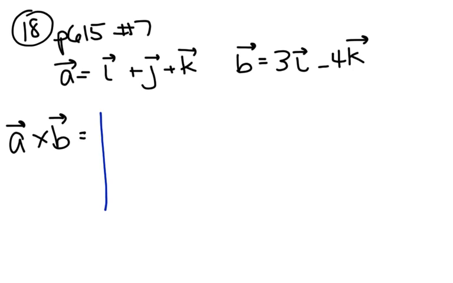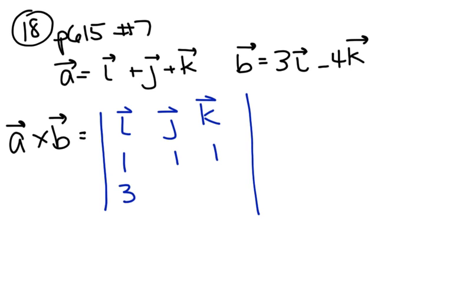Remember, the way this works is I, J, K is the first row of this matrix. The second row comes from vector A. It's going to be 1, 1, 1. And the third row comes from vector B. 3, 0, negative 4. We're missing a J, so it must be 0J.